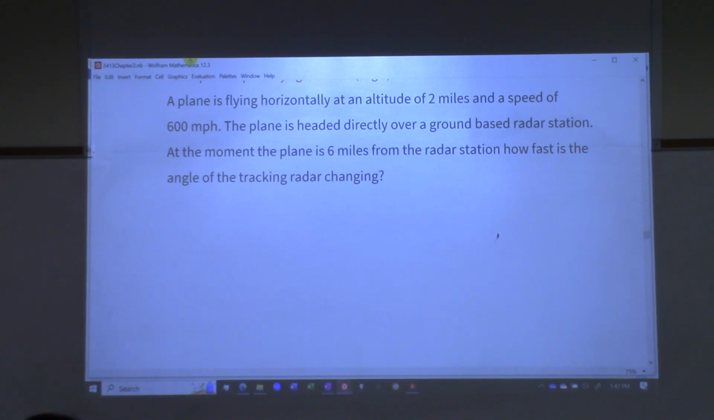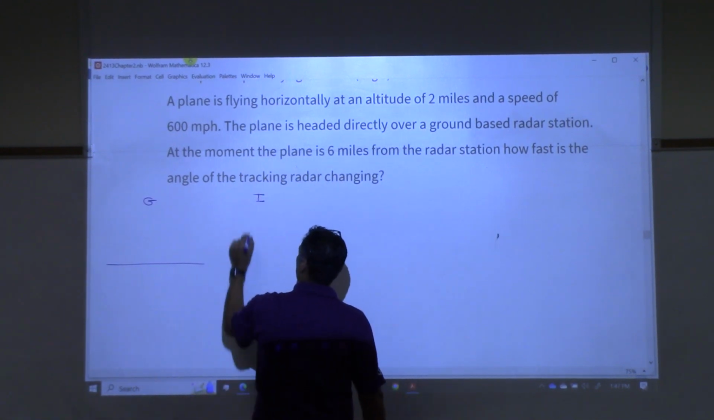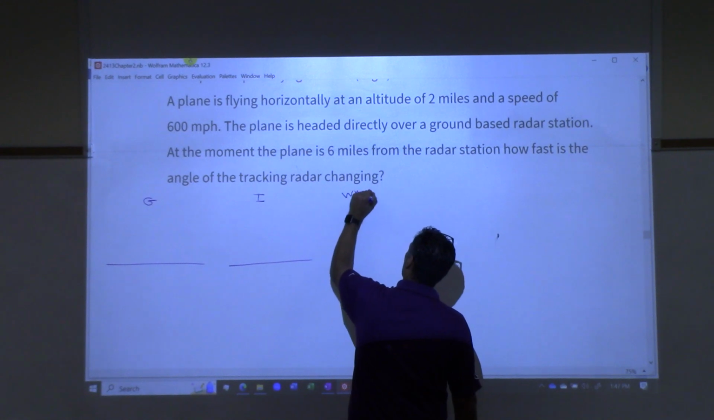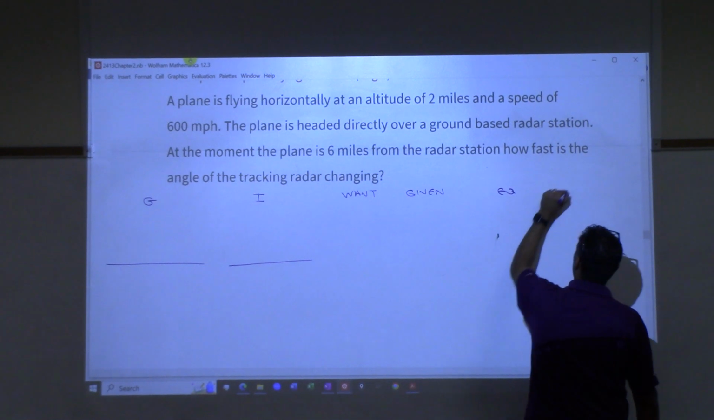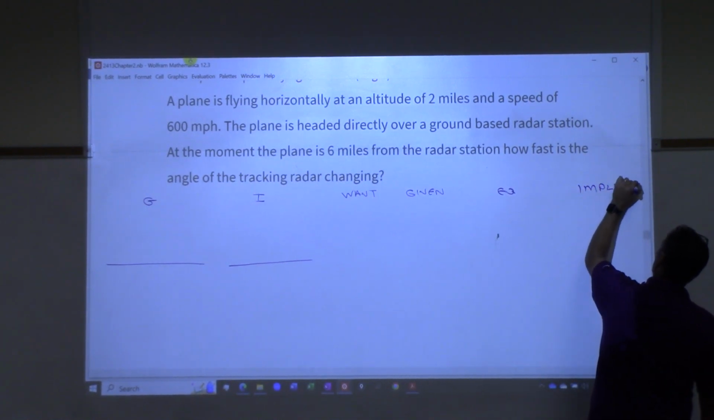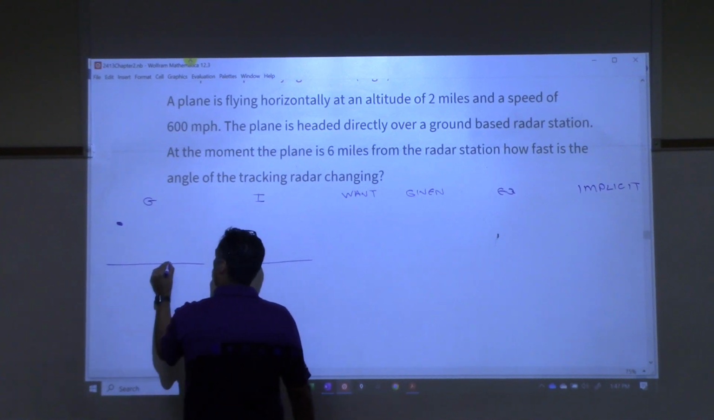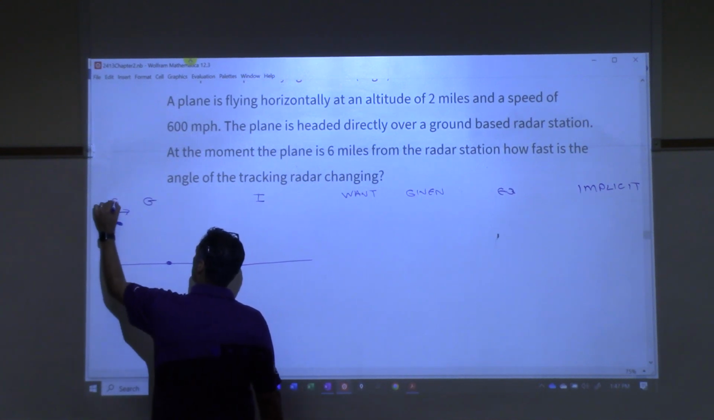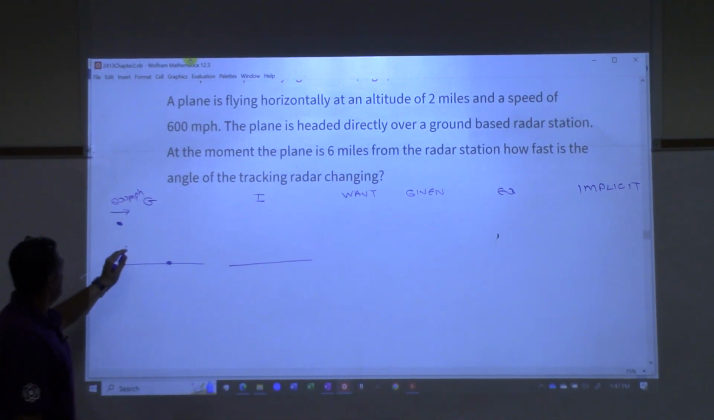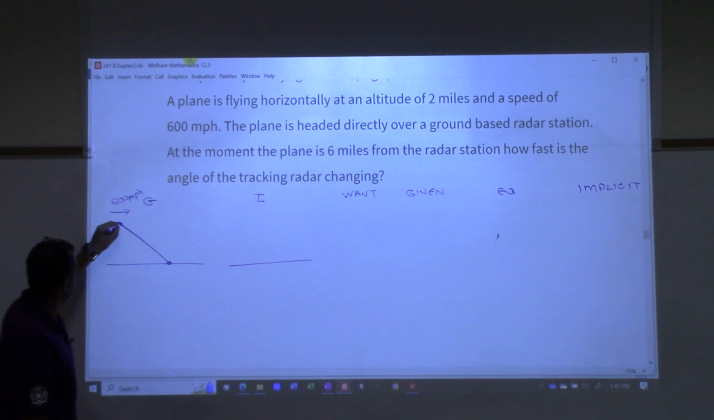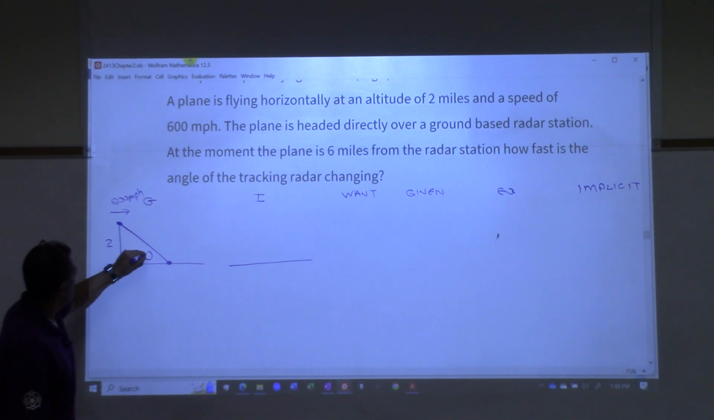Okay, if you look back in your notes, the way we did this is we had a general picture, an instant picture, what we wanted, what we were given. We had an equation, and then we did our implicit differentiation. And we solved it, right? The general picture was a plane, which I just put as a dot, and the radar station. The plane was flying this way at 600 miles per hour. And what we did to figure this out is we drew a right triangle. The plane was 2 miles high. We called this angle theta.